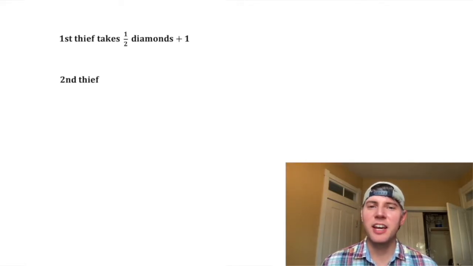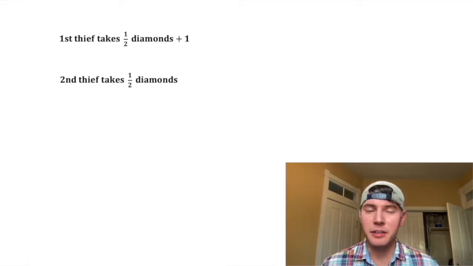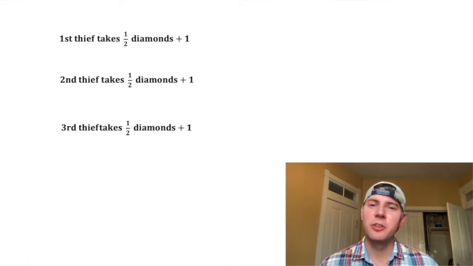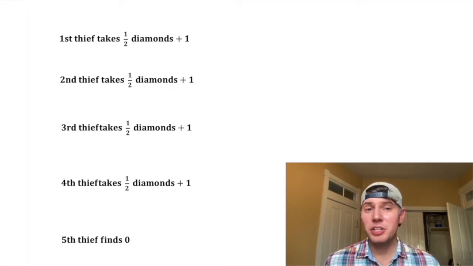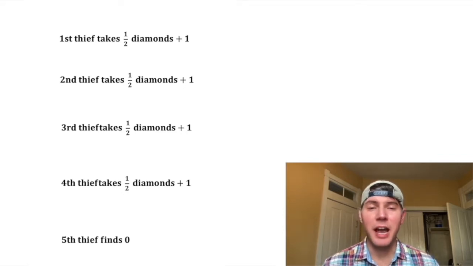A while later, the second thief arrived. He also took half of the remaining diamonds plus one more. And then later, the third thief arrived and he also took half plus one more. And then the fourth thief arrived and he also took half plus one more. And then when the fifth thief arrived, he discovered that there were no diamonds left. So the question is, how many diamonds did the shopkeeper have at the start?